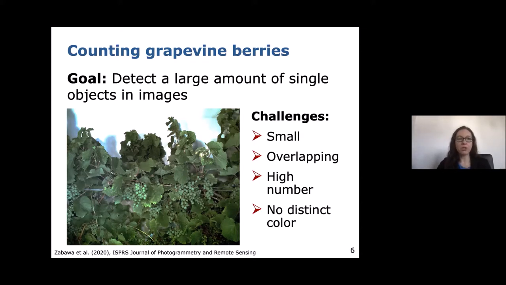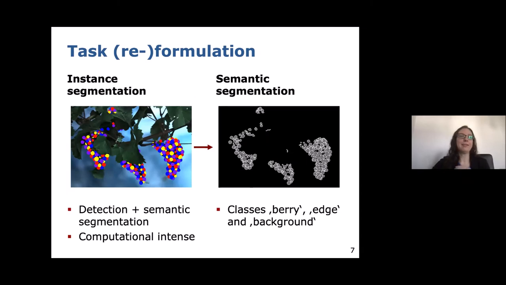And so from a machine learning point of view, we ask ourselves how to detect a large number of single objects in one image. And as you can see here in this image, there are a lot of challenges. You have small objects, the objects overlap, you have a high number, and also they do not have a distinct color. So they have the same color as the leaves have. And so normally, if you would ask a person from computer vision, they would suggest instance segmentation.